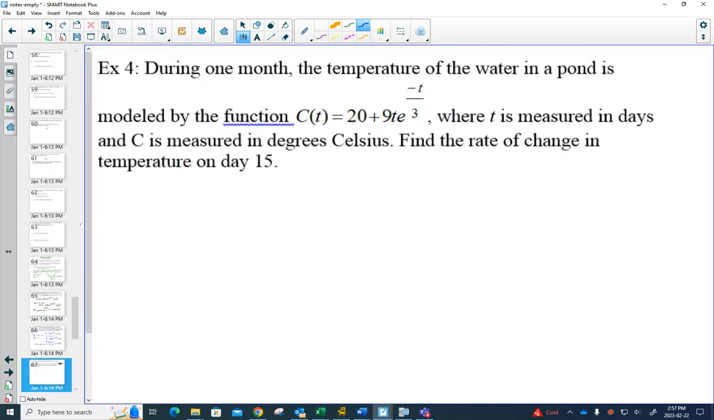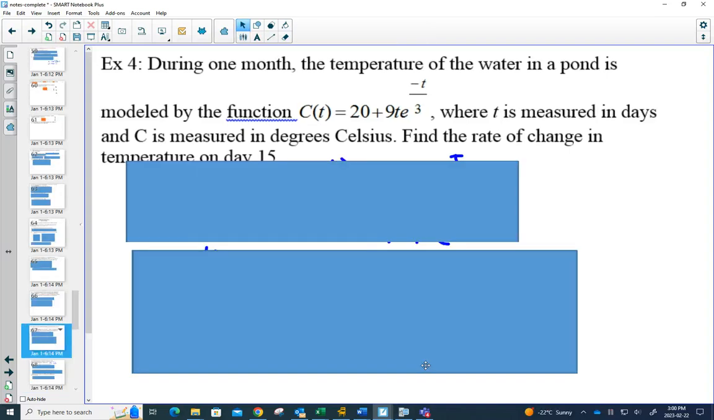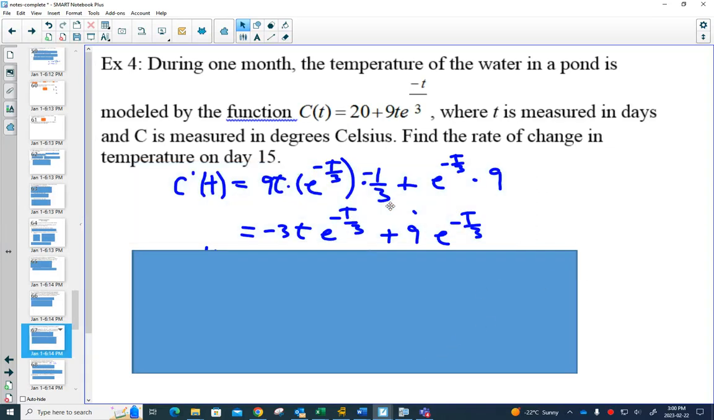All right, try this one on your own. All right, so check your derivative first. Did you get your derivative right? The derivative of the 20 will be 0, but then you have a product rule in the next part. And in the product rule, in one part you have a chain rule as well.